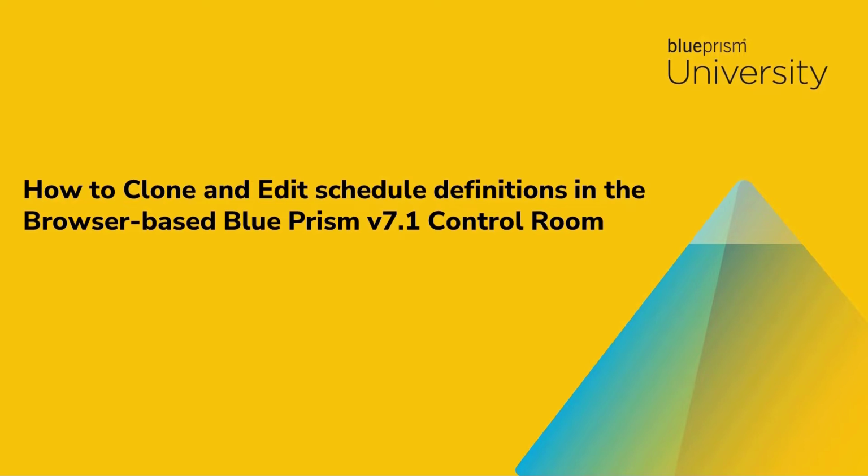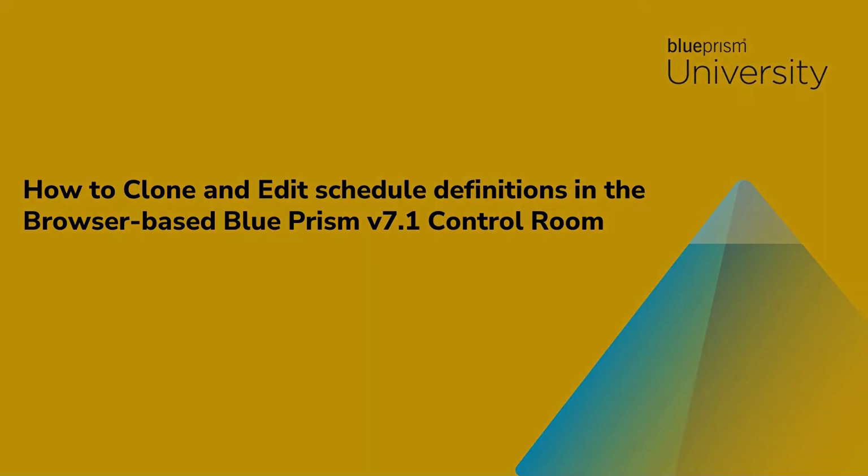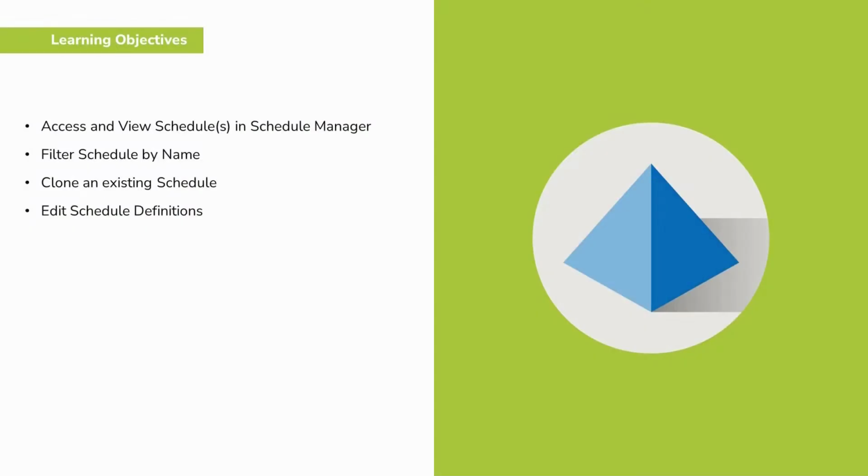During this video, you will see how to clone an existing schedule and modify its definitions using the browser-based Blue Prism version 7.1 control room. You will see how to access and view schedules in the schedule manager section of the browser-based control room, filter schedules by name to quickly find the schedule you are looking for, clone a schedule, and edit schedule definitions.